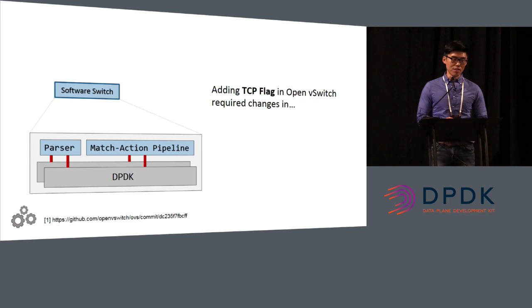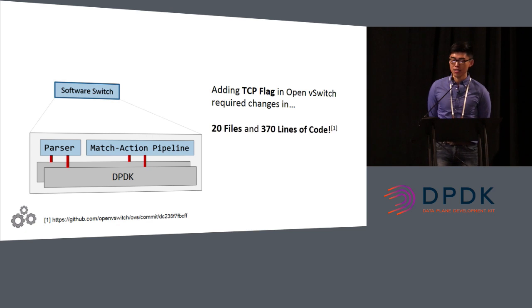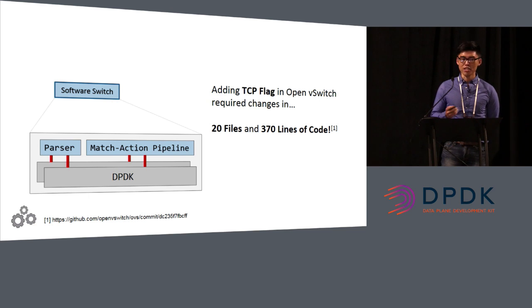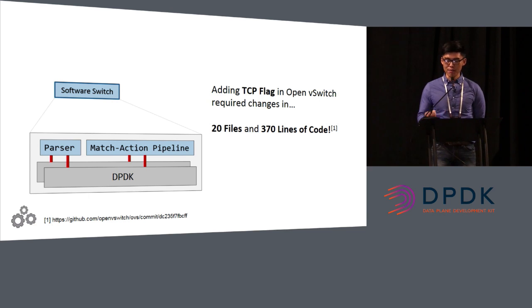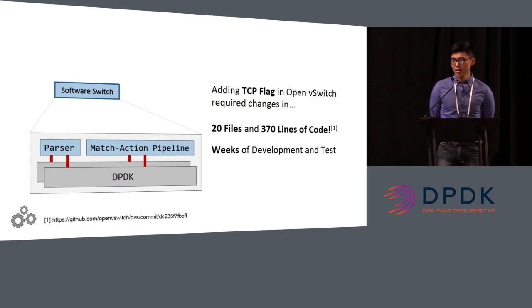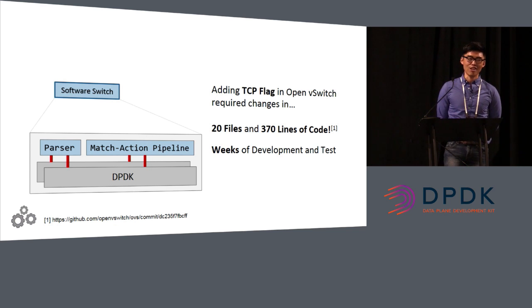I'll give you an example to illustrate my point. Adding a very basic TCP flag in Open vSwitch required changes in 20 files and 370 lines of code, and that's excluding all the code regarding tests. This is just to do parse and match action. And it took weeks of development and test. If it wasn't a DPDK-based OVS, for example, if it was a kernel module and you needed to change the kernel module, then imagine how long that would take.